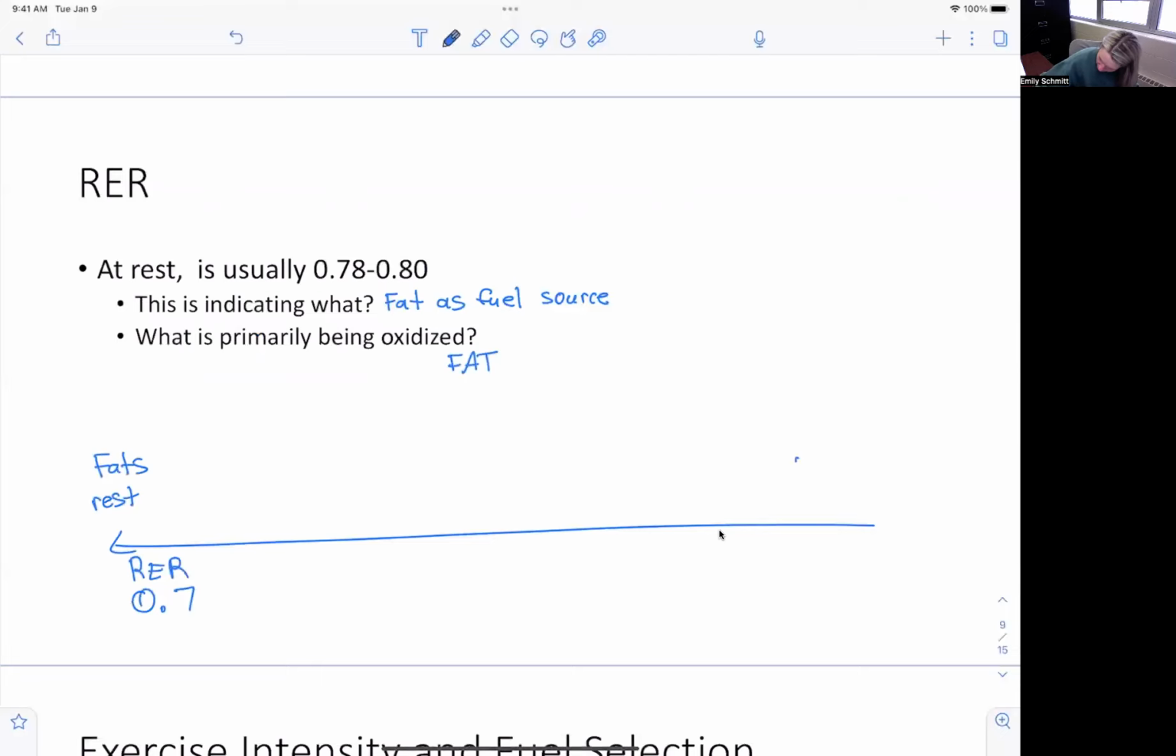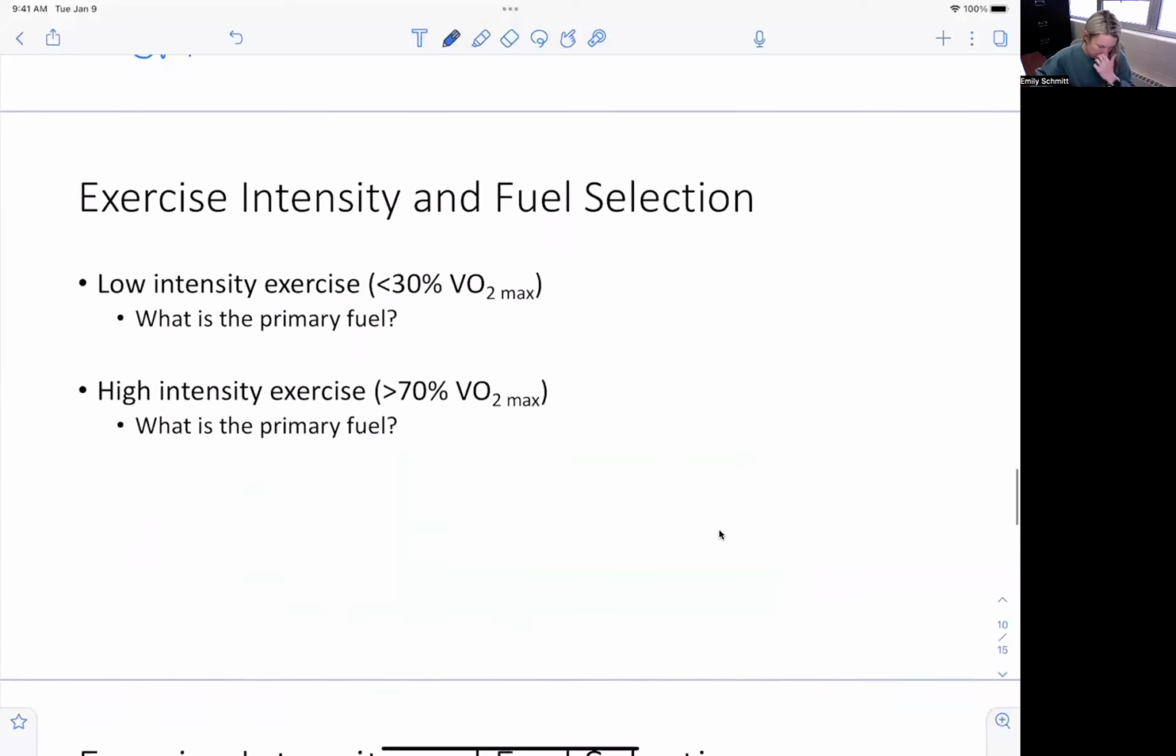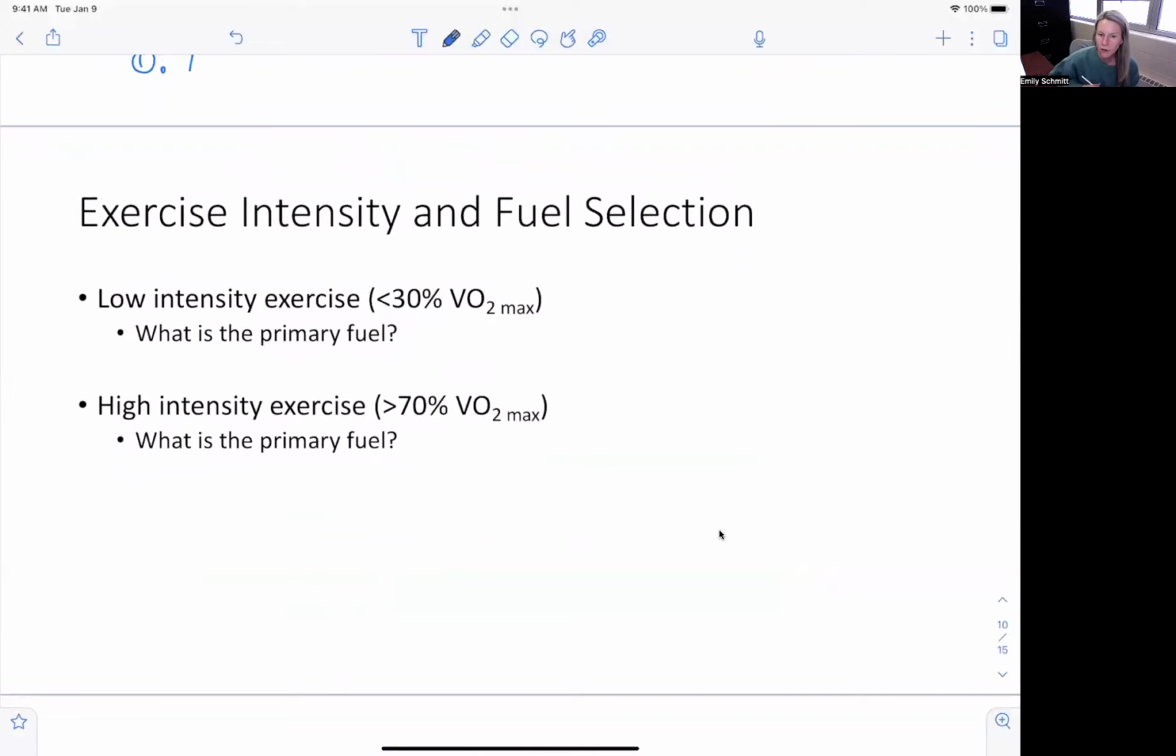So if we were talking about fats at rest, or that long, slow duration, your RER is 0.7. When we are talking about utilizing carbs, this means you have an increase in exercise intensity and your RER is going to be closer to 1.0. And then obviously we have a mix in the middle. When we talk about exercise intensity and fuel selection, we know that in low intensity exercise, less than 30% of your VO2 max, the primary fuel is fat, whereas in high intensity exercise, greater than 70%, the primary fuel is carbohydrates.